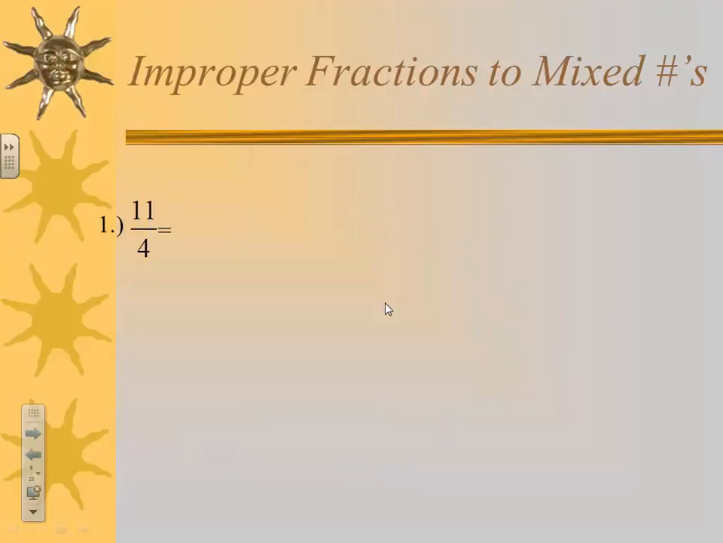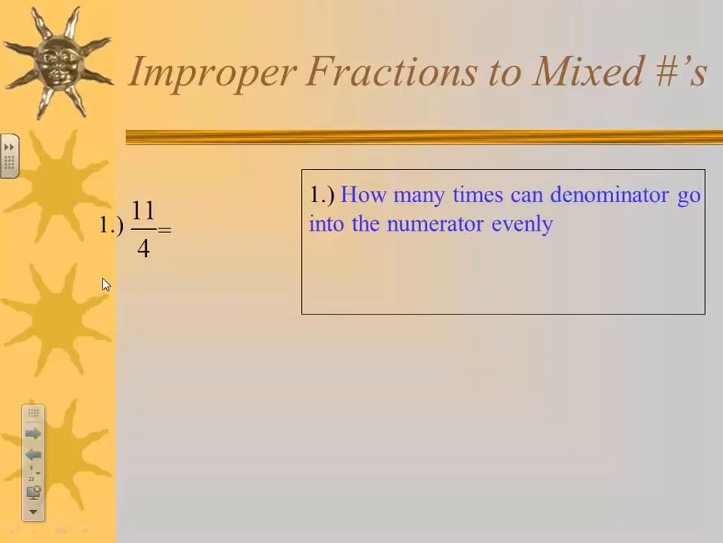Okay, so flip your page to the back. We are now going the other way around. We're going improper to mixed. When we see an improper fraction, we are saying it is not simplified, so we want to turn it into a mixed number. So here's how we do it.